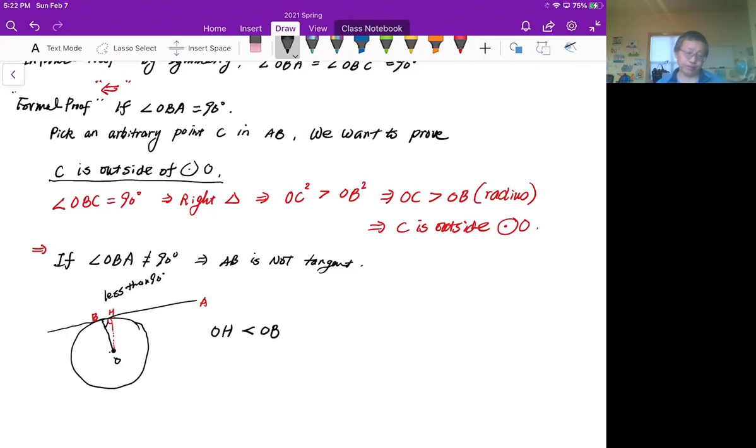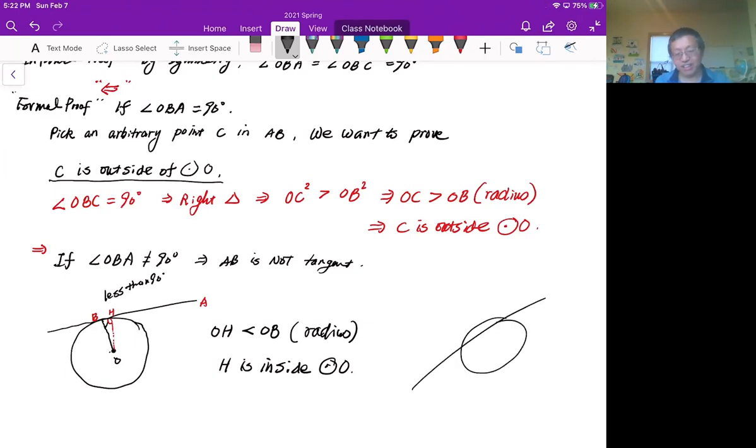Again, it's the Pythagoras theorem, same as before. But what's OB? OB is the radius. So if OB is the radius, that means H is inside the circle, and then we are done. Why? Because if you have one point inside the circle, then the line is just intersecting, so it cannot be tangent. And then we are done. Does it make sense?